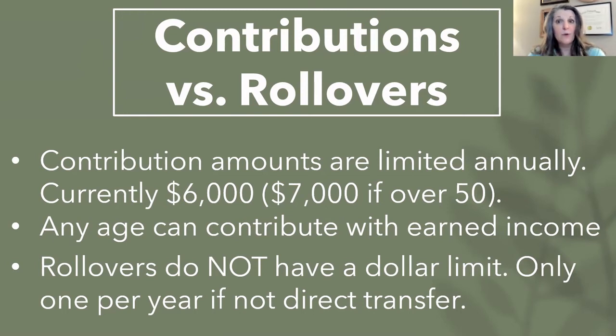And it is limited to what you make. So a 16-year-old, if they wanted to put $6,000 into an IRA, the only way they could do that is if they earned $6,000. So if they only earned $2,000, they can only put in $2,000.